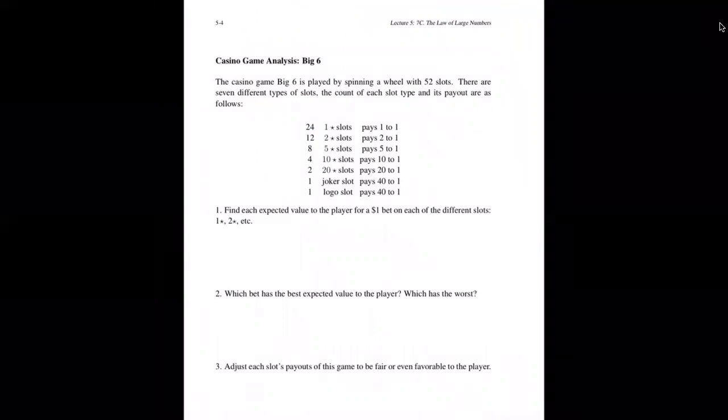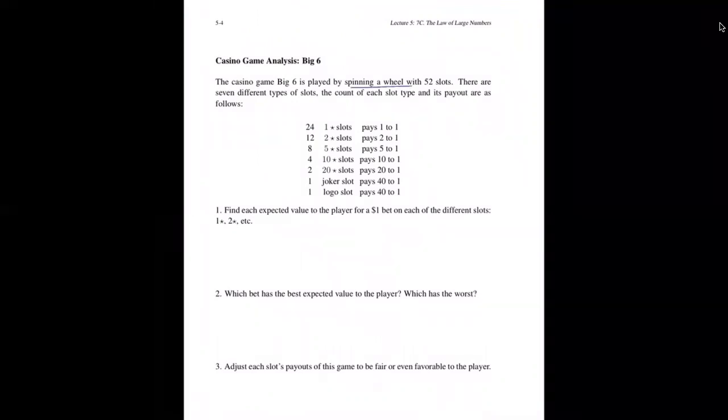So anyway, Big Six has 52 slots on it, on a wheel. And they're all given different denominations: the 1-star slot, 2-star slots, 5-star slots, so on up to a joker slot and a logo slot. So they're all listed right here.